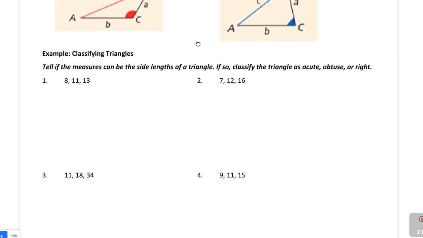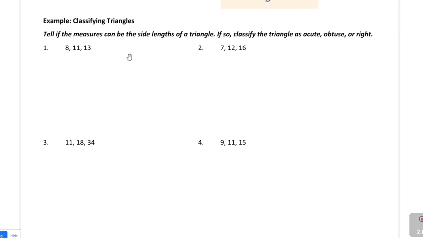So we are given three side lengths, and we need to determine if it's a triangle, and then classify it as acute, obtuse, or right. To determine if it's a triangle, we take two sides and add them together, and that length has to be larger than the third side. So let's do 8 plus 11. Is that going to be greater than 13? 8 plus 11 is 19. 19 is larger than 13, so that works.